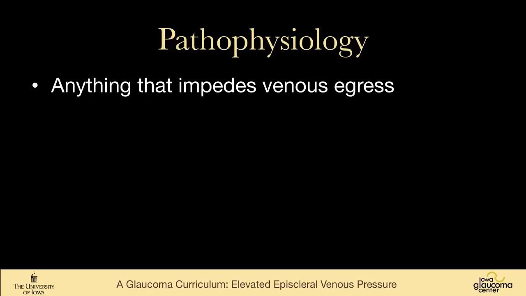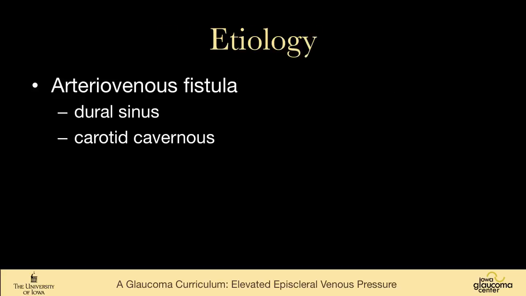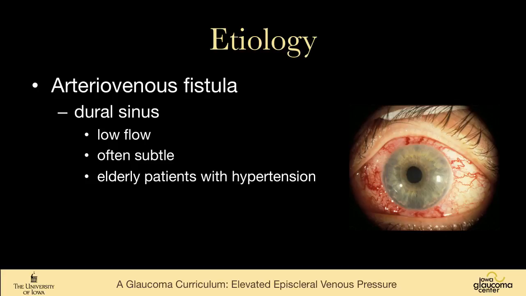Anything that impedes venous egress then can cause elevated episcleral venous pressure and therefore elevated intraocular pressure. One can have an arteriovenous fistula, either a dural sinus fistula or carotid cavernous fistula. And these are somewhat different. Dural sinus fistulas tend to be low flow. They can be subtle, although this one's not tremendously subtle. And we often see these in people who are elderly, who have vascular disease.